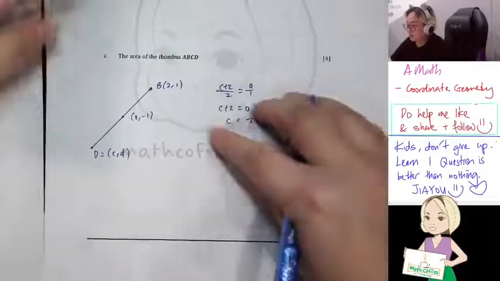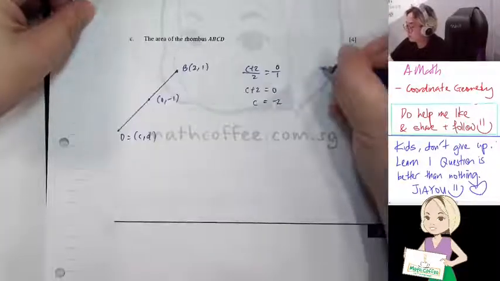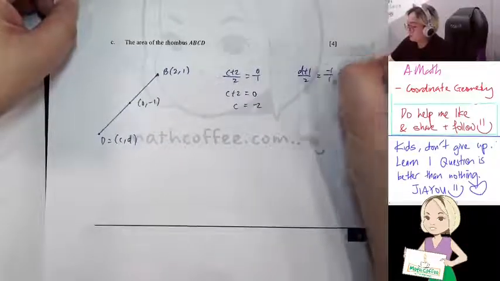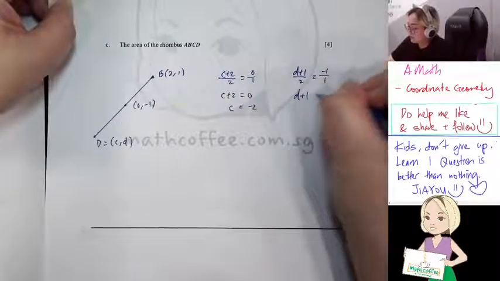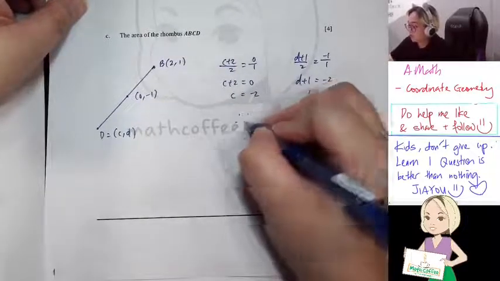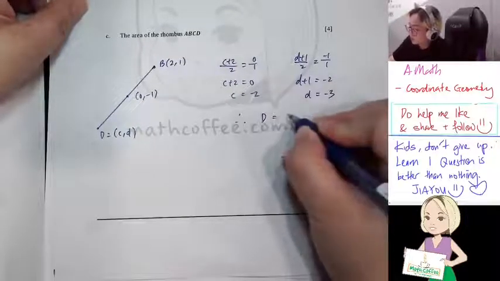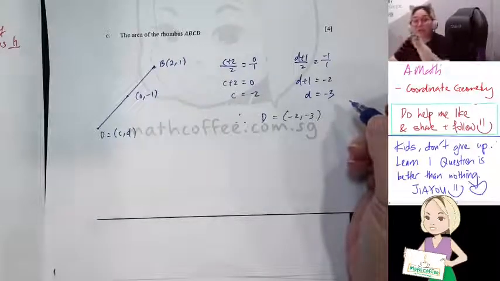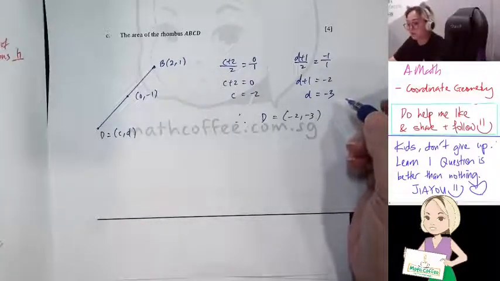Now over here, D plus 1 divided by 2 is equal to -1. Cross multiply, D plus 1 equals -2. So my D is equal to -3. So therefore my D is (-2, -3). But we are not done now. We are supposed to find the area. So we come back to here.